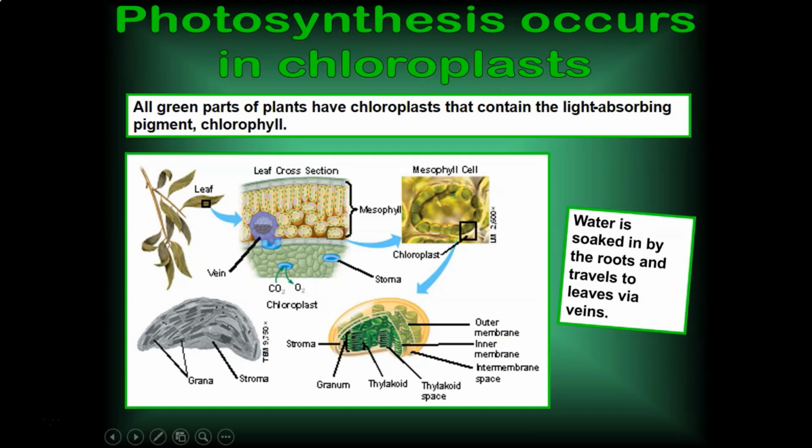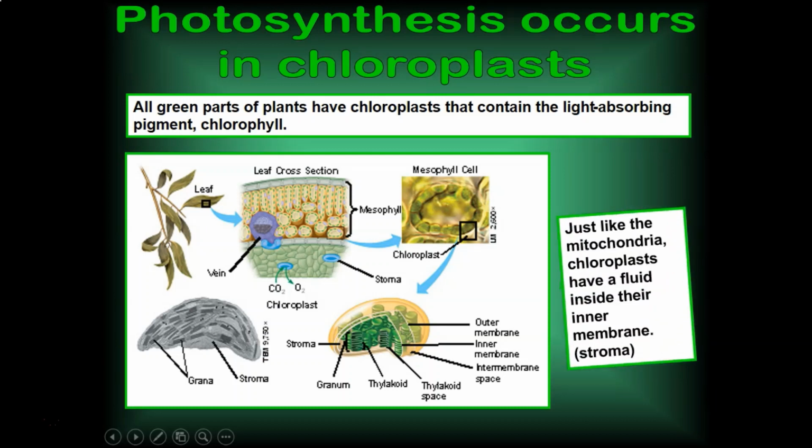Water is, of course, soaked in by the roots and travels to the leaves via veins. All right, I do see some people water their plants and they're squirting water all over the leaves and things like that, which I guess it's fine, I don't know. But point is, they don't use that water, they use the water from the ground, right? They suck it up through their roots and all of their root hairs that are down there.